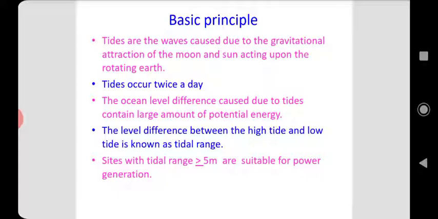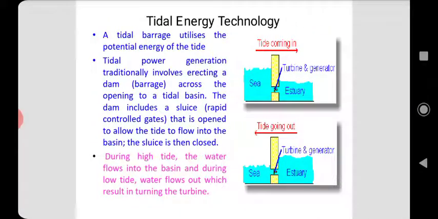Okay, so the tidal energy technology. A tidal barrage utilizes the potential energy of the tide. Tidal power generation traditionally involves erecting a dam barrage across the opening to a tidal basin. The dam includes sluice rapid control gates that are opened to allow the tides to flow into the basin. The sluice is then closed.